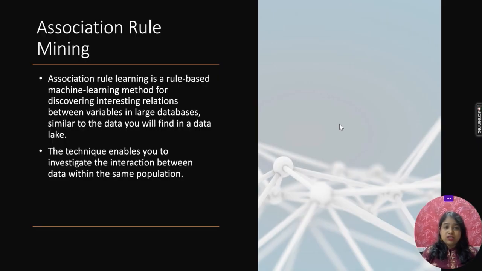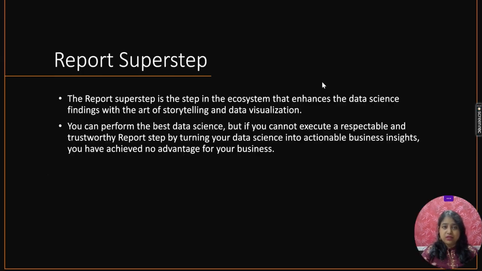Then association rule mining. Association rule learning is the rule-based machine learning method for discovering interesting relations between variables in large databases, similar to the data you will find in the data lake. This technique enables you to investigate the interaction between data within the same population, that is, within the same data set. We can find out what the interaction or associations between the data are.